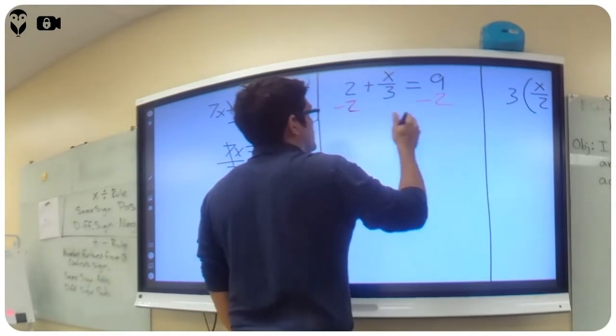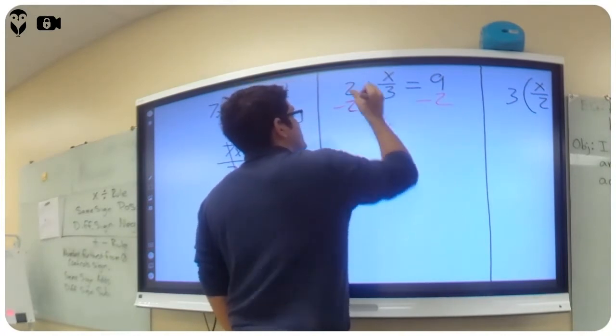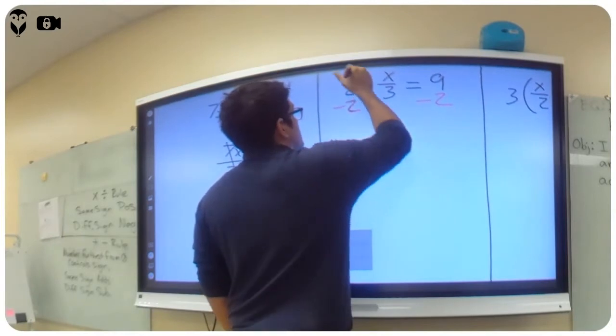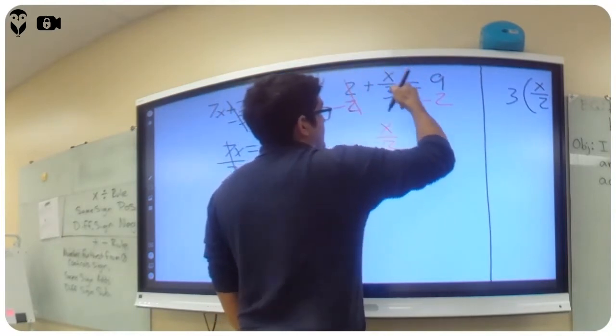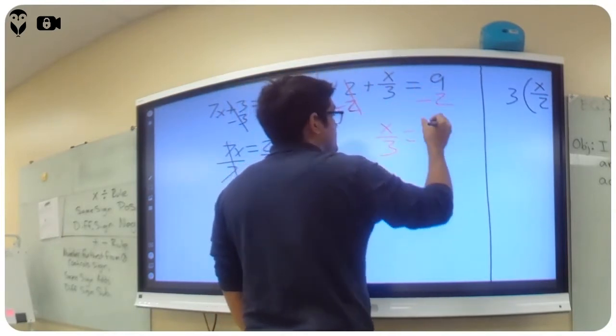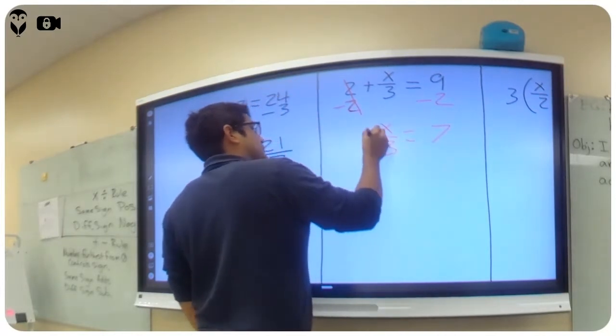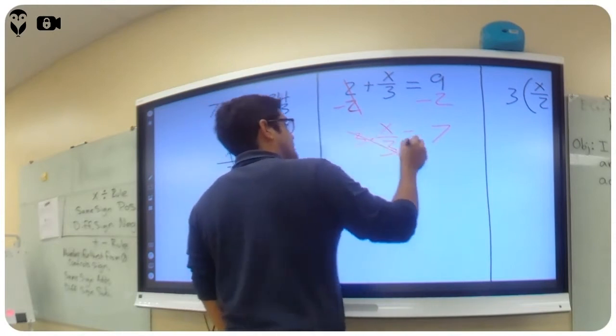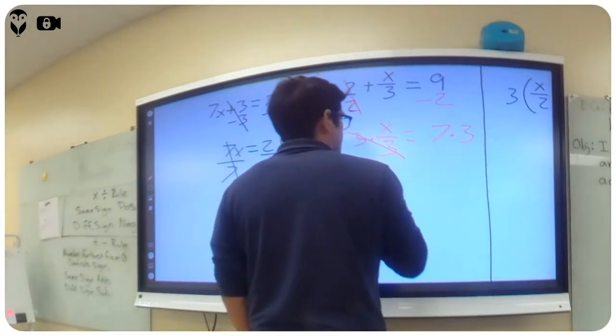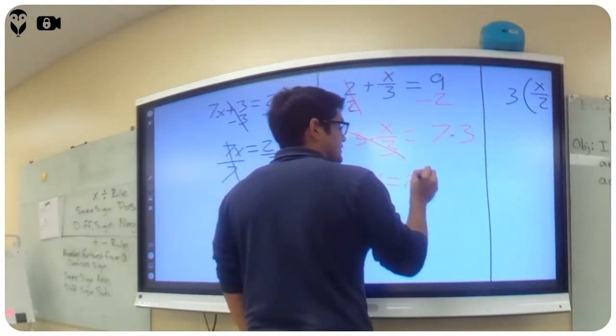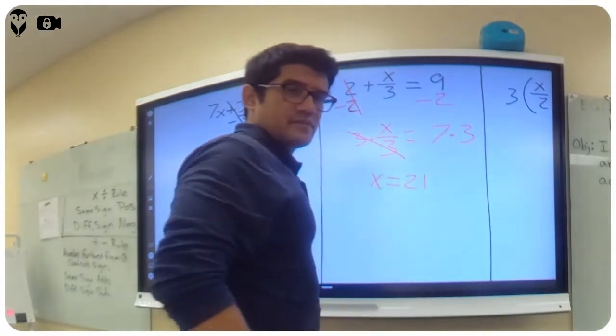Now we're left with a new equation, which is x over 3, because it's the only thing left. And then equals 9 minus 2 is 7. What's the opposite of dividing by 3? Multiply by 3. Multiply by 3. X equals 21. Okay?